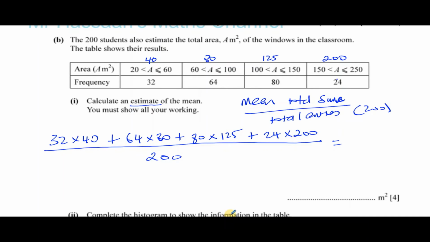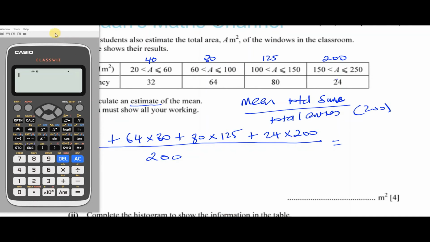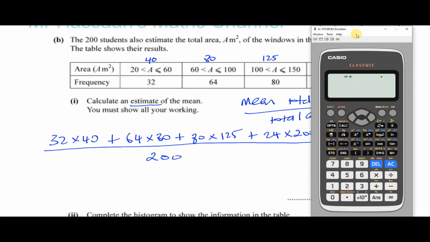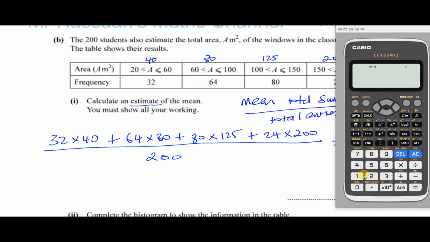Let me find the calculator. Here it is. So we're going to have, as we said, let's find some space, okay, so we got 32 multiplied by 40.